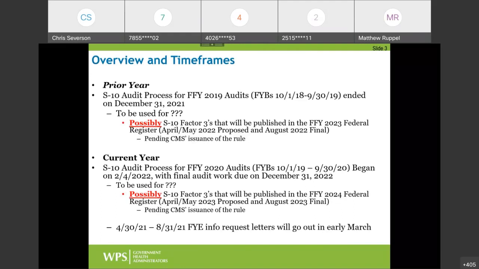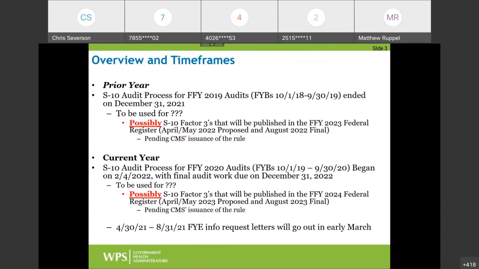So quick overview and time frames. Last year we dealt with those cost report periods beginning in federal fiscal year 19. They were due by December 31st of last year. Now, of course, we don't know exactly for sure what CMS is going to use that data for yet. We'll find out in the next couple of months when they propose it, sometime in April or May, whenever we get the proposed rule. And then the current year, I said we're doing the fiscal year 20 audits. Again, we won't know exactly what they're going to use that for until they issue the April-May 23 proposed rule.